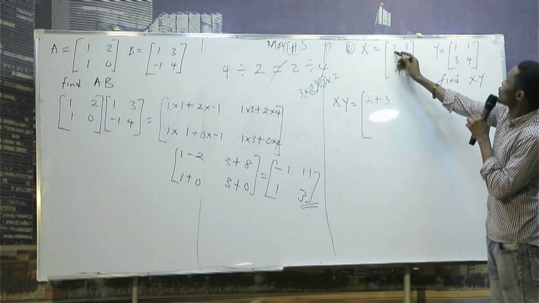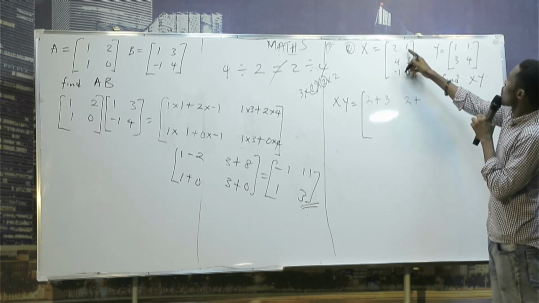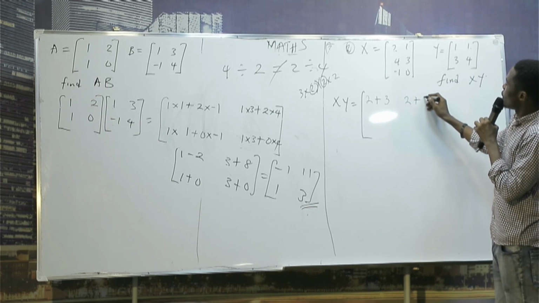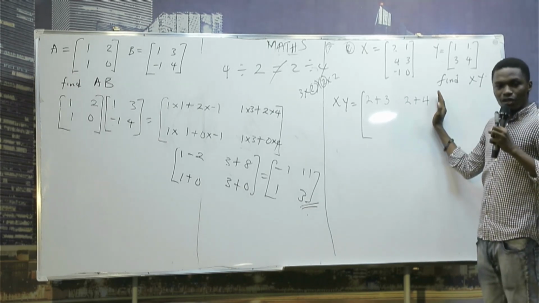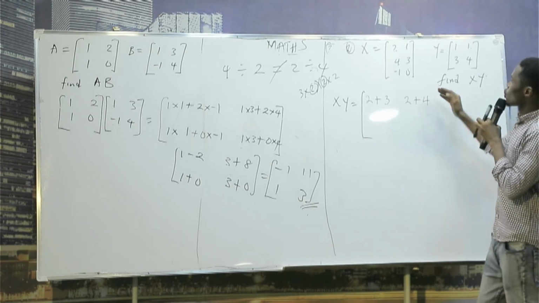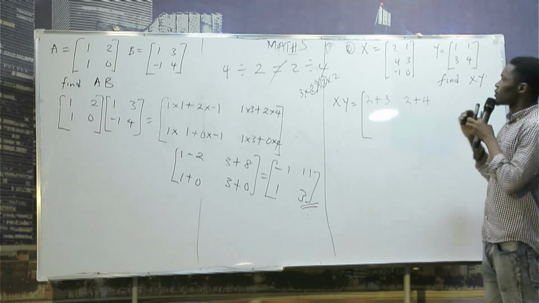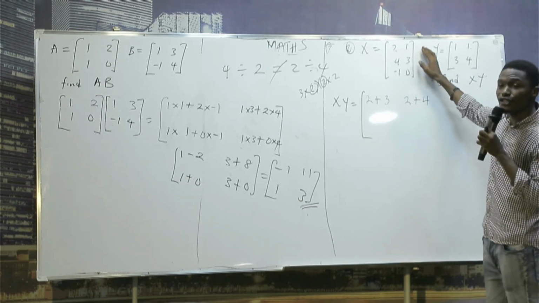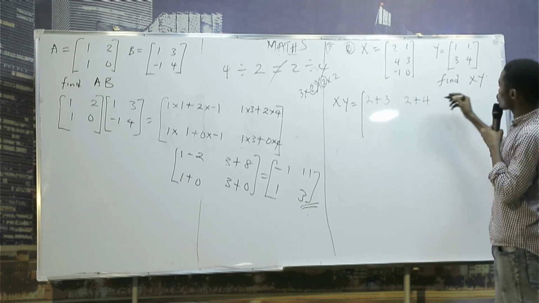Next one. 2 times 1. 2. Plus 1 times 4. We have 4. I hope you know why I shifted to this side. So this is first row, second column. So you shift. We are done with the first row. We now go to the second row.